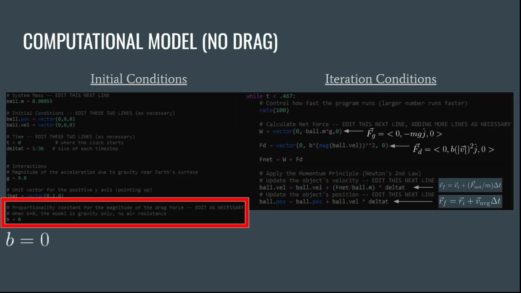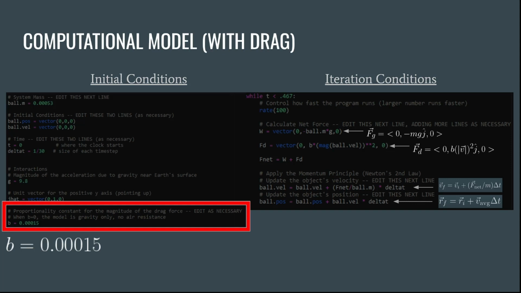Using the data found from the tracker model, I have input this into the computational model seen here. For the iteration conditions, I have used the principles discussed prior in the coded context. The main part of this iteration is the way the net force is derived by using the weight force plus the drag force. Because we want to create a model without considering drag, we need to set the drag coefficient to 0, which can be seen in red.